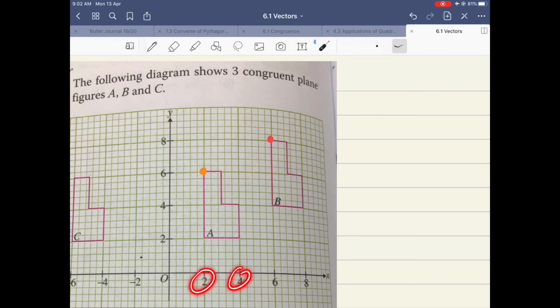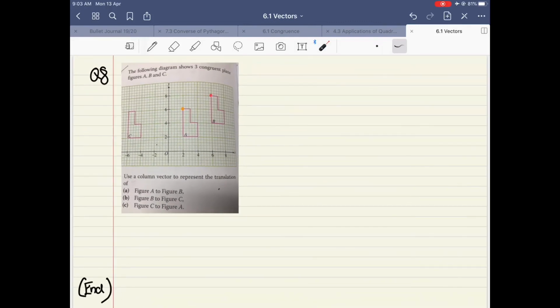Notice that every 5 squares will represent 2 units. So therefore, from orange to red is 2 units, 4 units, and then it moves upward again by 2 units. Why 2 units? From 6 to 8 is 2 units. So hence for the translation for A to B, the column vector is 4 and 2.